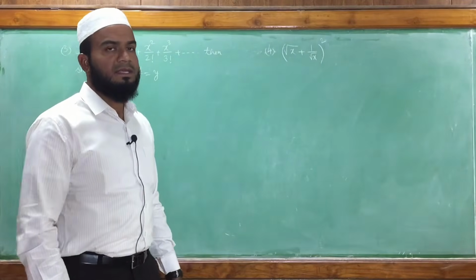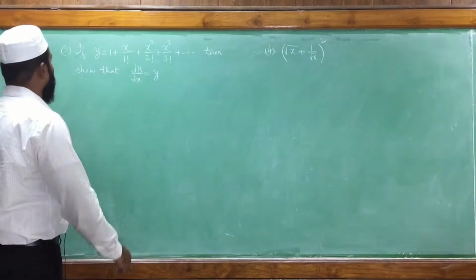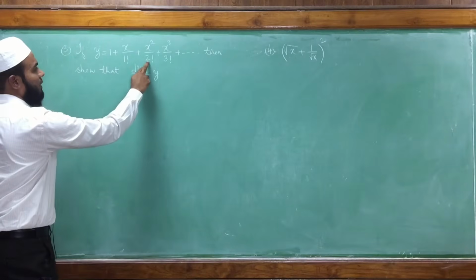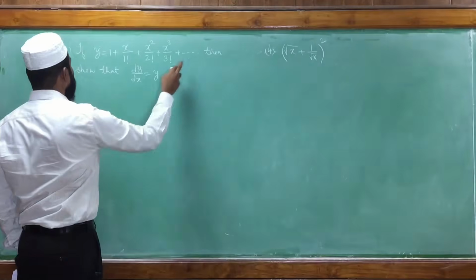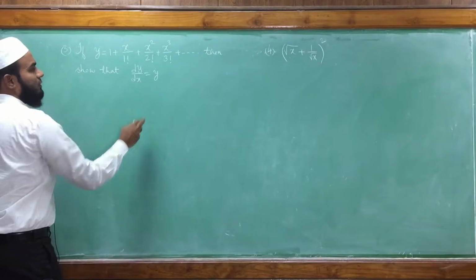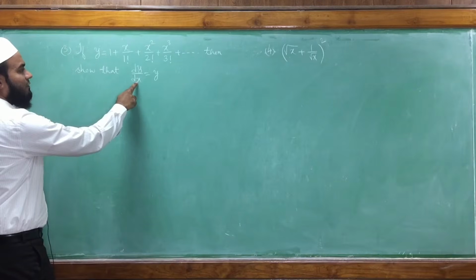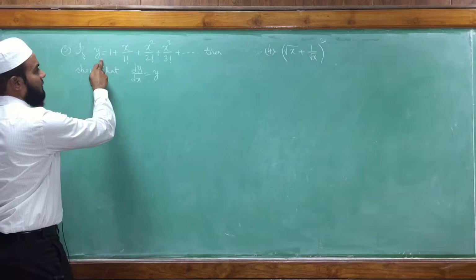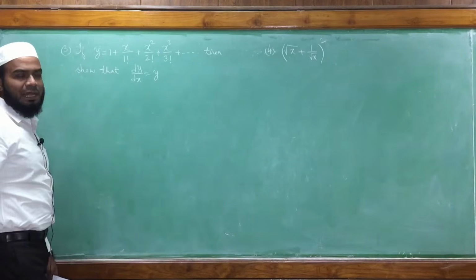Okay, students, next we are having a few more problems. The third problem is: if y equals 1 plus x by 1 factorial plus x square by 2 factorial plus x cube by 3 factorial plus so on, then we have to show that dy by dx equals y. First we will find dy by dx, then we will see whether we are getting this y again or not. The expression for y is given to be 1 plus x by 1 factorial plus x square by 2 factorial and so on.